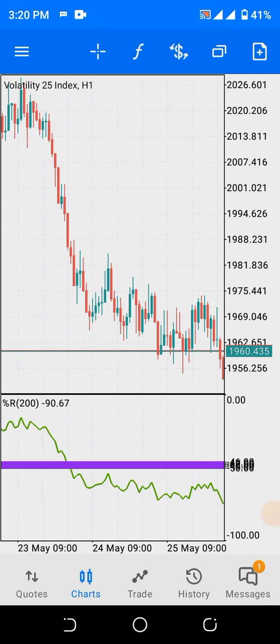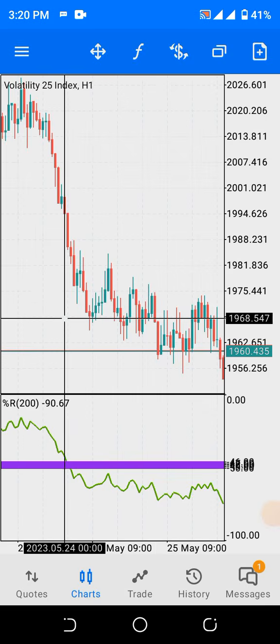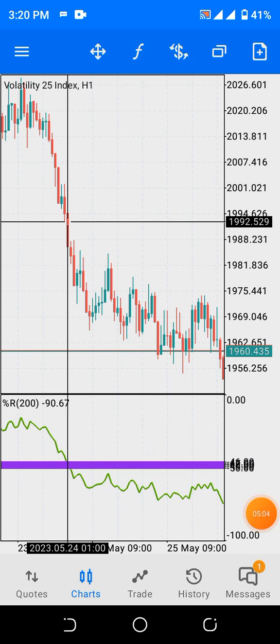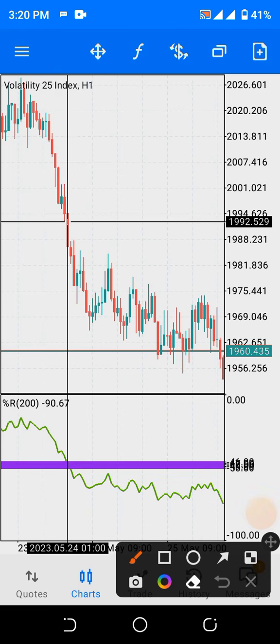proceed. Now this next crossing is from up downward. This is a clear sell signal. So you make your sell entry at this point. This is the point where the crossing occurs, and this is the candlestick where the crossing occurs. So that is where you make your sell entry.